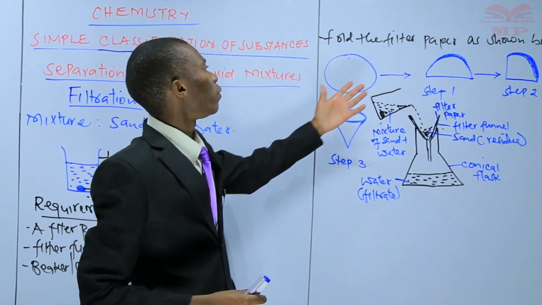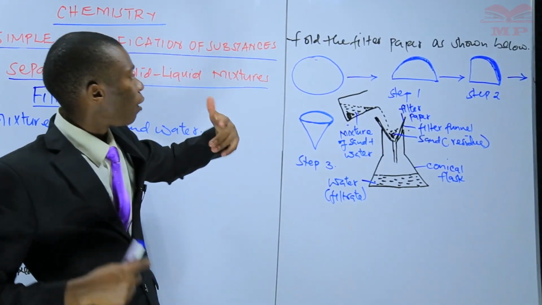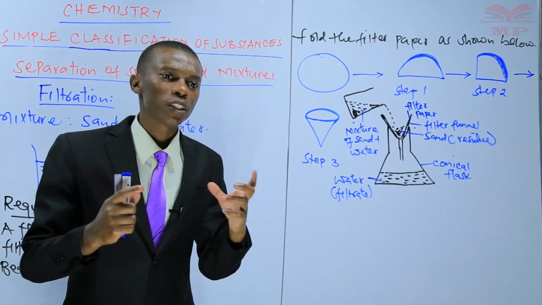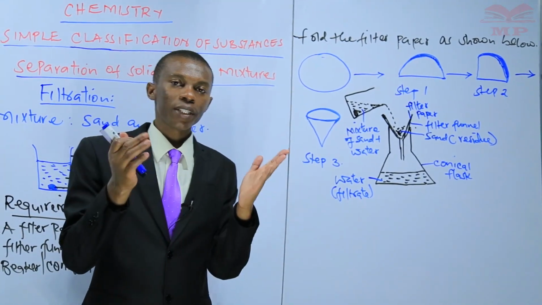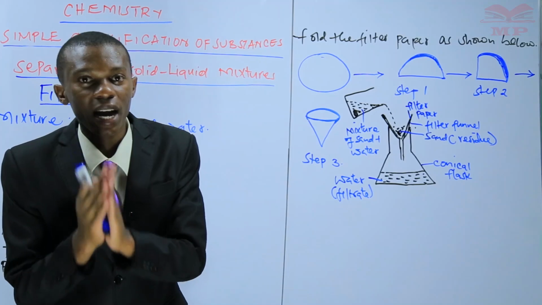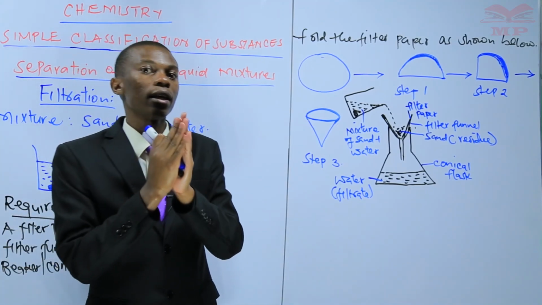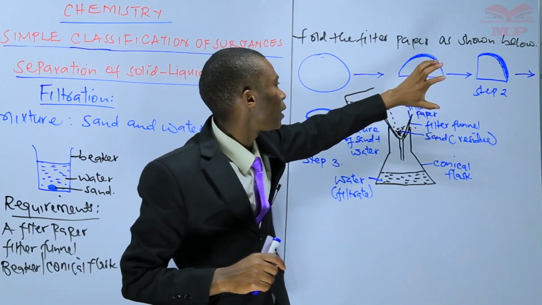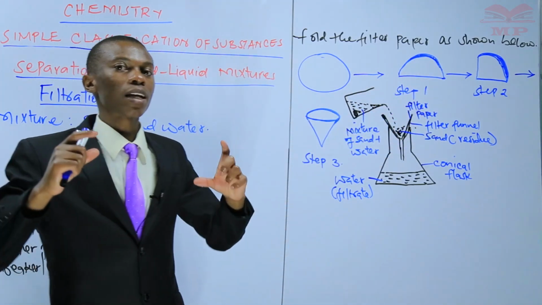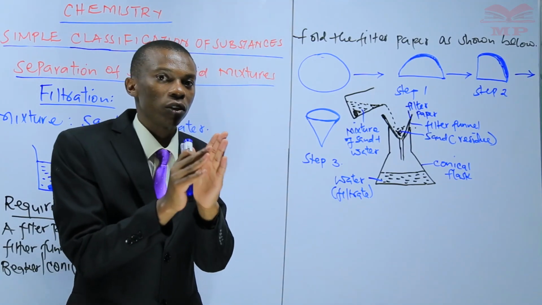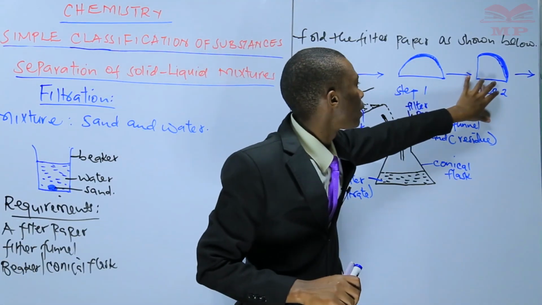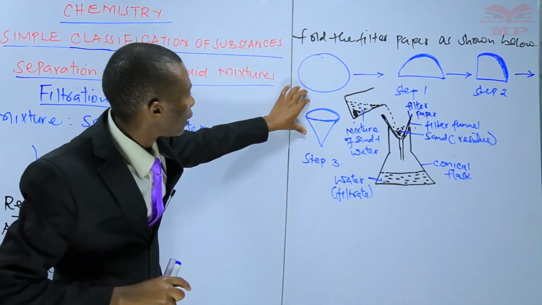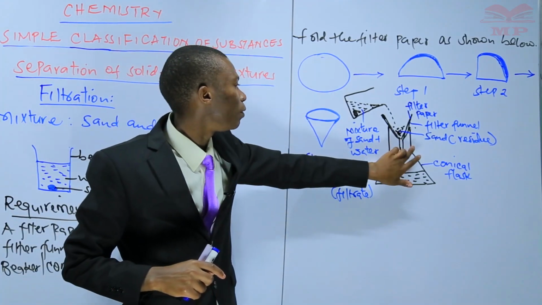The first step is to fold the filter paper as shown below. I've told you again, the filter paper is round in shape. This filter paper, which is round in shape, you fold it into 2 equal halves. Again, they must be equal. Then you get the shape of a semicircle. It's not circular, it's semicircular. Then that semicircular shape, you fold it once again to get this kind of structure. Now the step number 3, just open up that structure.